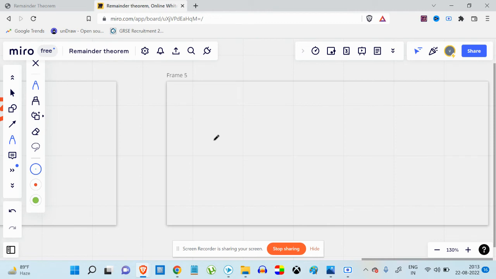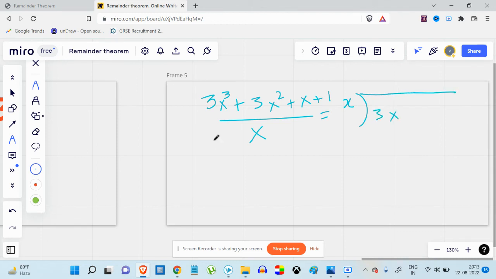Now suppose I am giving you a very simple example. Suppose you have to divide 3x cube plus 3x square plus x plus 1 by x, the simplest one. So do it with me. The simplest procedure we can follow is to write in the same manner 3x cube plus 3x square plus x plus 1.